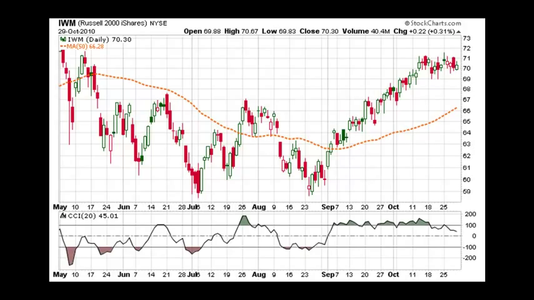70 to 80% of CCI values fall in between negative 100 and positive 100. The indicator fluctuates above and below 0. The CCI indicator line crossing above or below positive or negative 100 will trigger buy and sell signals.